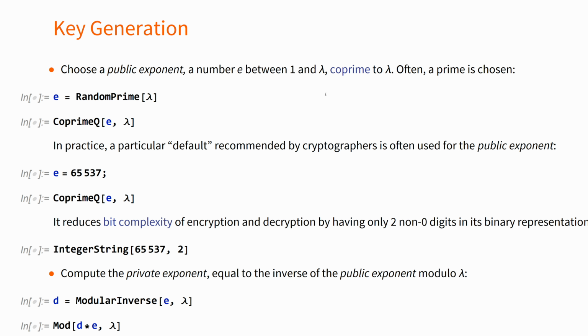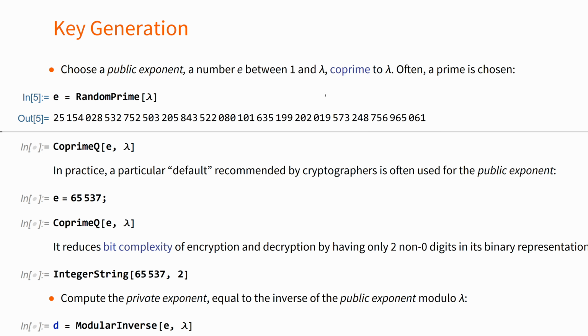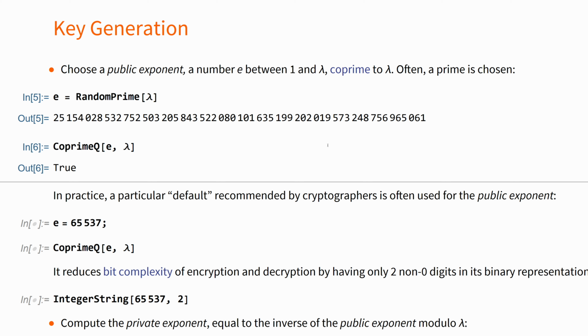Next, choose a public exponent, a number e between 1 and the Carmichael lambda that is coprime to lambda, that is, has no common divisors with lambda except 1. Conventionally, a prime is chosen here because it has no divisors other than 1 and itself, so you only need to check if lambda is divisible by the chosen exponent e.